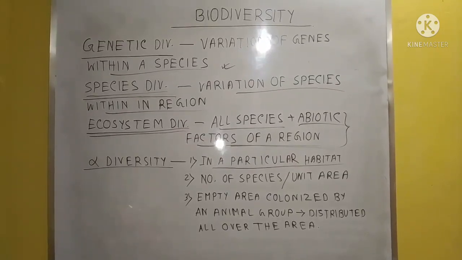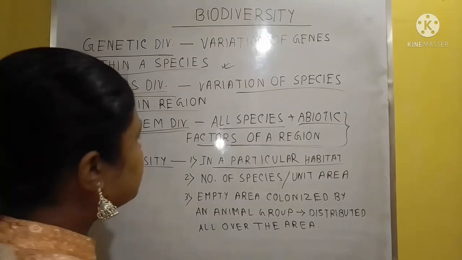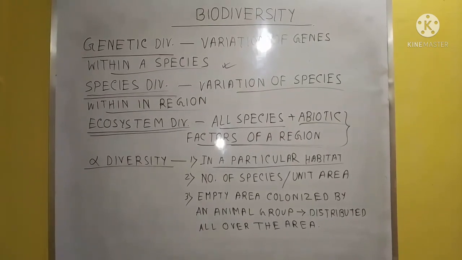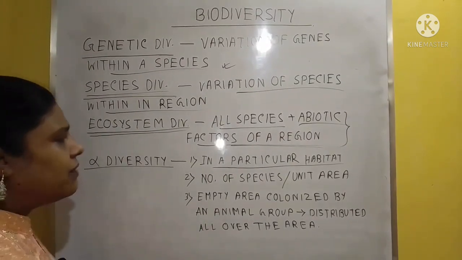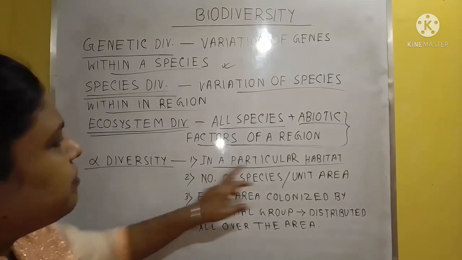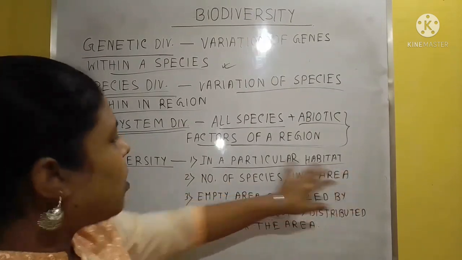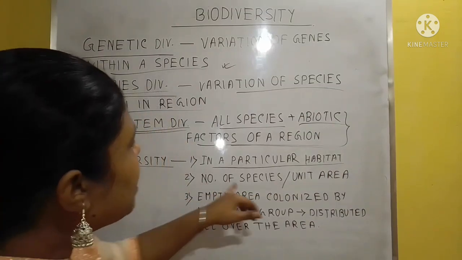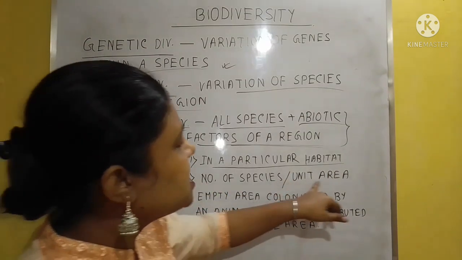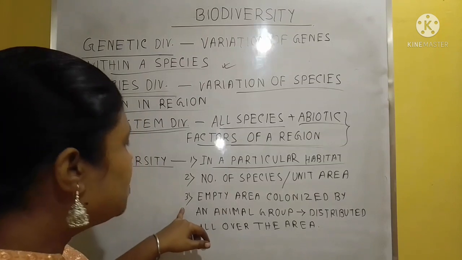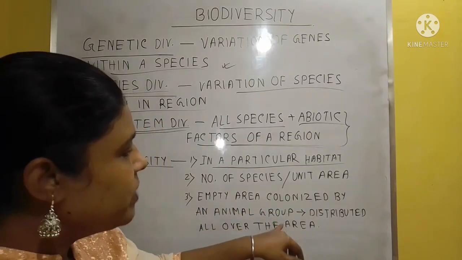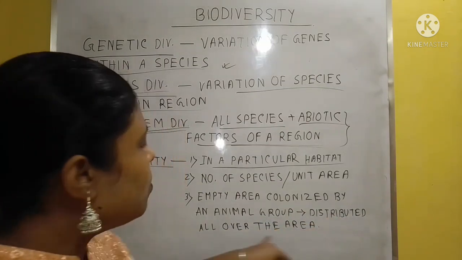Okay, this is alpha diversity. Alpha diversity means that it occurs in a particular habitat. Second one, number of species per unit area. And third one, an empty area colonized by an animal group that is distributed all over the area.